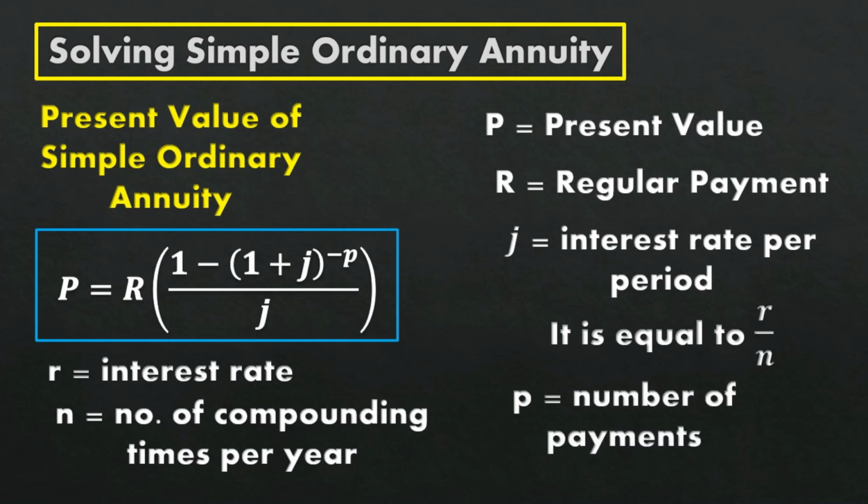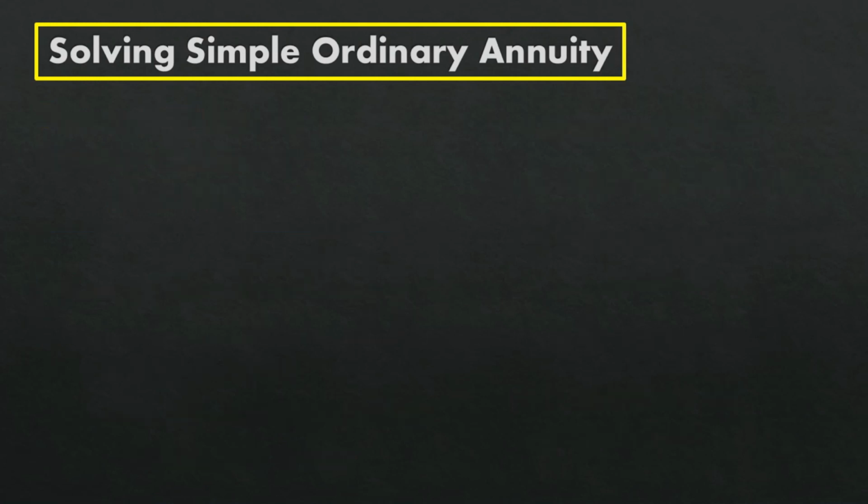So, kailangan mo lang dito i-sort out kung anong klaseng formula ang gagamitin. So, depende yan sa problem kung future value ba ang hahanapin o present value. So, let's take some examples para mas maintindihan yung formula of simple ordinary annuity.